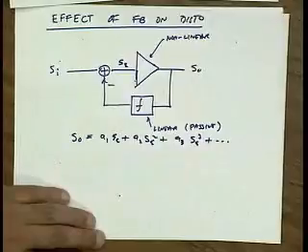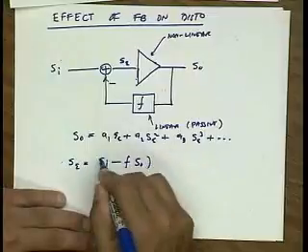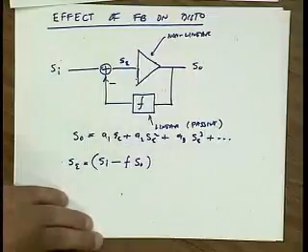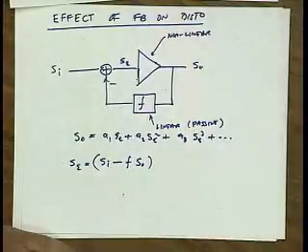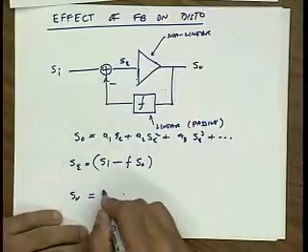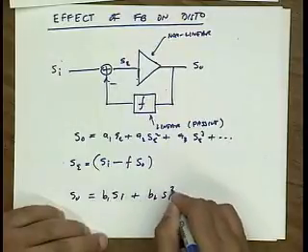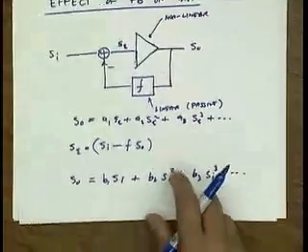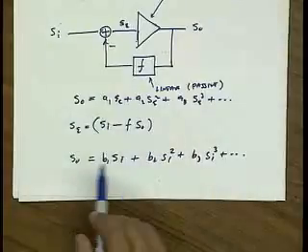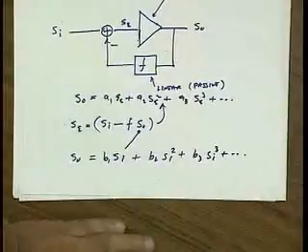And I know that my error term is the input minus f times the output. So I can substitute this in here and expand out all the products. But at the end of the day, I want to write S output as a simple relationship of the input voltage. Very similar to the way we derived series inversion, I can substitute this in here, and then this in here, and equate coefficients.